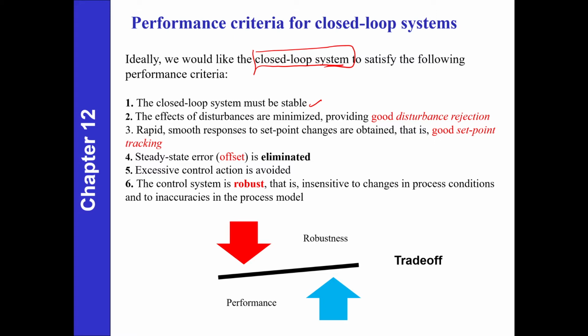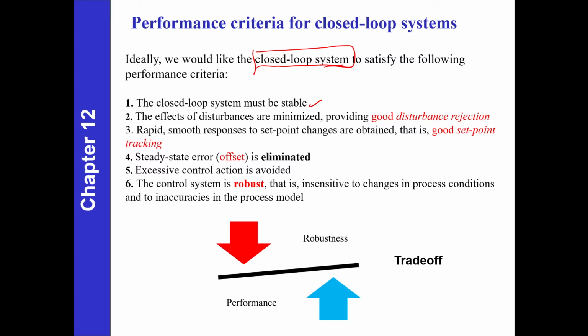And then number 2, a good controller will provide good disturbance rejection, meaning the controller can bring the system back to the set point after the disturbance occurs, and can still bring the system back to our desired set point.